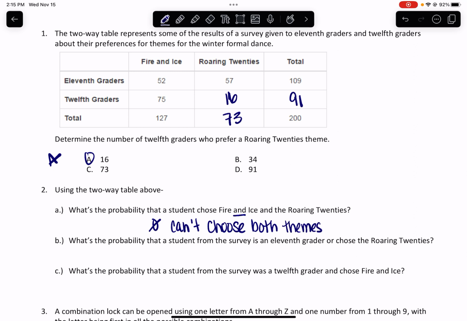Okay, what's the probability that a student from the survey is an 11th grader or chooses the roaring 20s? Well, there are 109 11th graders. There are 73 that chose the roaring 20s. And then there are 56 that chose both that we have counted twice. And when I add that up, I get 125. And then there were 200 total students. So that calculates to be 0.625 for the probability.